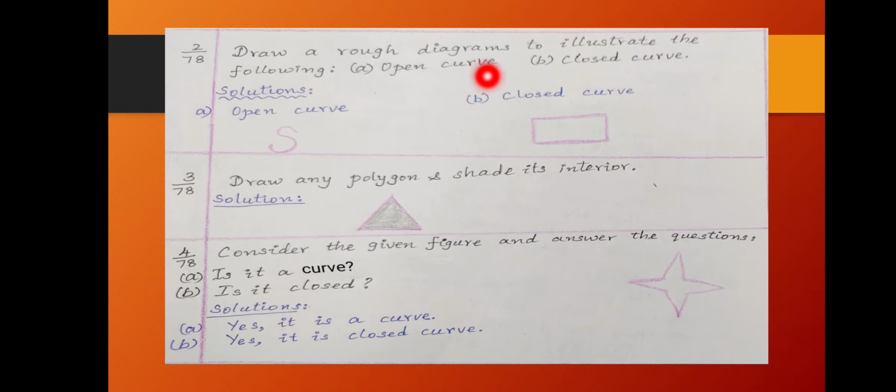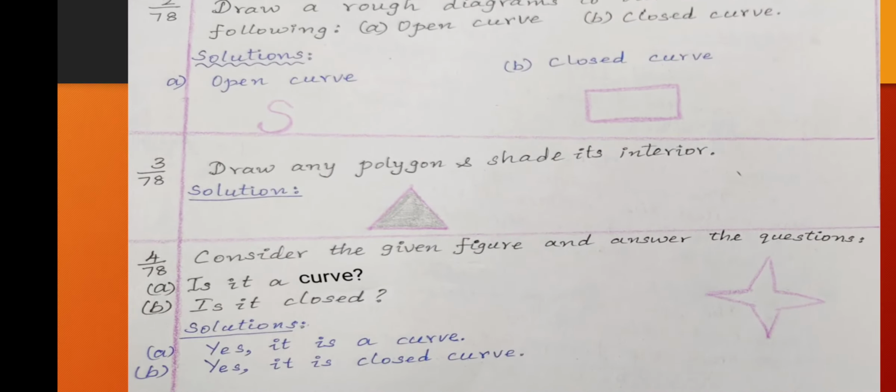Draw a rough diagram to illustrate the following. Open curve, closed curve. Draw rough diagrams. So for open curve, you can draw as you wish. Here I have drawn like this an open curve with the beginning point and end point different. This is a closed curve. It is entirely made up of line segments. Now here the starting point and the ending point are same. So this is a closed curve.